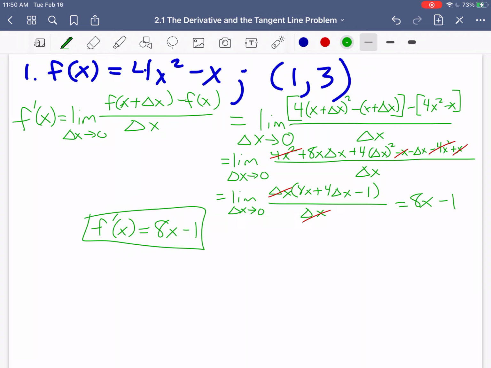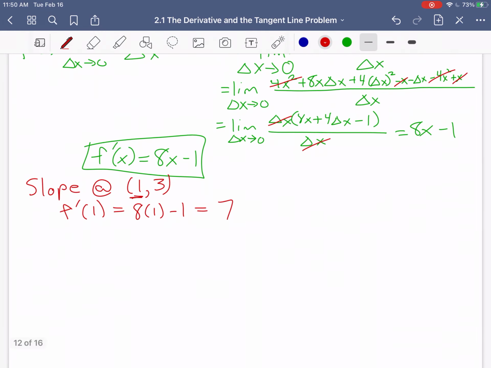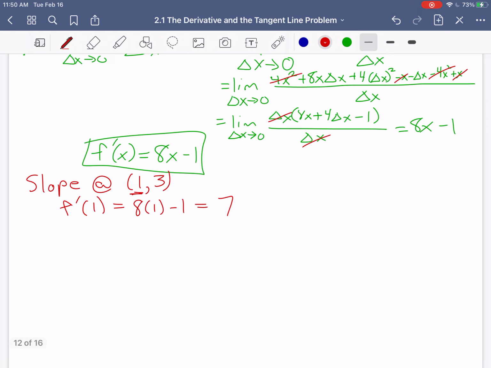Now, we are asked to find the slope of our tangent line at (1, 3). So our slope at (1, 3), we're going to take our x value and just plug that into our derivative. So f prime at 1 is 8 times 1 minus 1. That is 7. That's the slope of our tangent line at the point (1, 3).